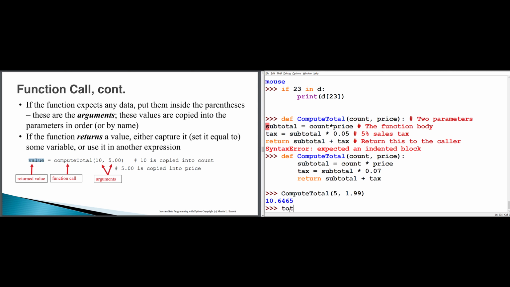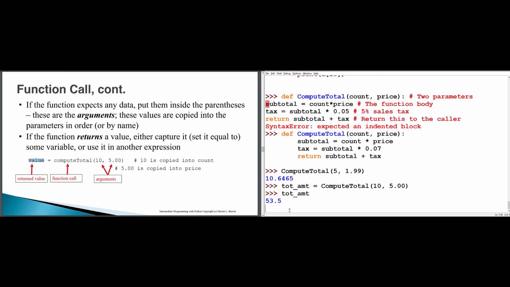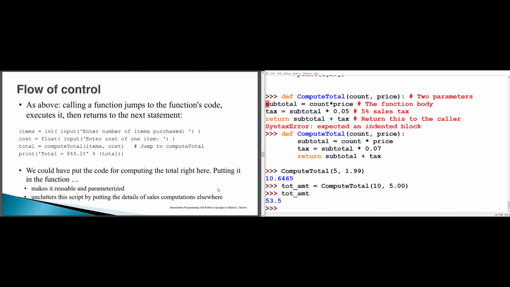So let me create total_amount is compute_total, and I'll use the values here in the example. 10 items at $5 a piece. $50, right? No, sorry. $53.50. Okay. Okay, I don't think there's anything wildly new happening here.